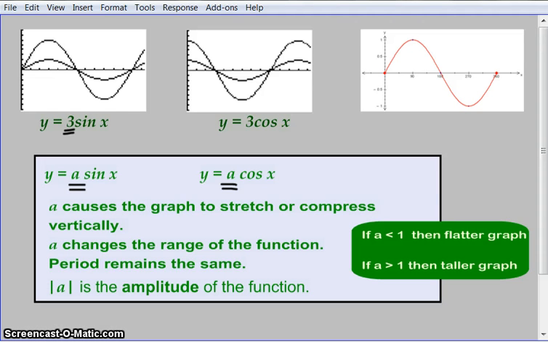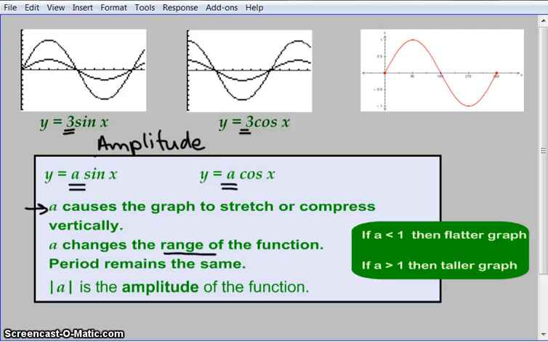If I take my parent function and I put a 3 out in front of it, that number is known as the amplitude. What is an amplitude? An amplitude tells us how high and how low a graph will go. Putting a number out in front of sine x, cosine x functions takes our graphs and causes them to stretch or compress vertically, that is up and down.